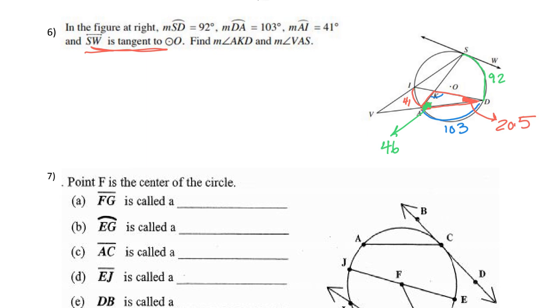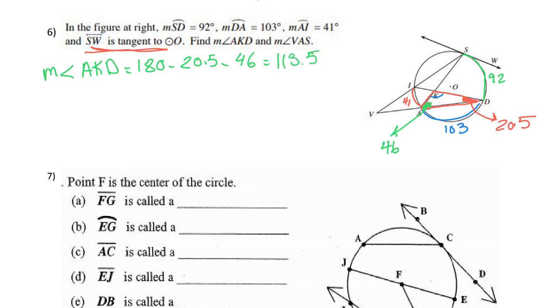Now you have two angles in one triangle, and you can find the third angle, which is the measure of angle AKD, which is equal to 180 minus 20.5 minus 46. And that's all equal to 113.5.